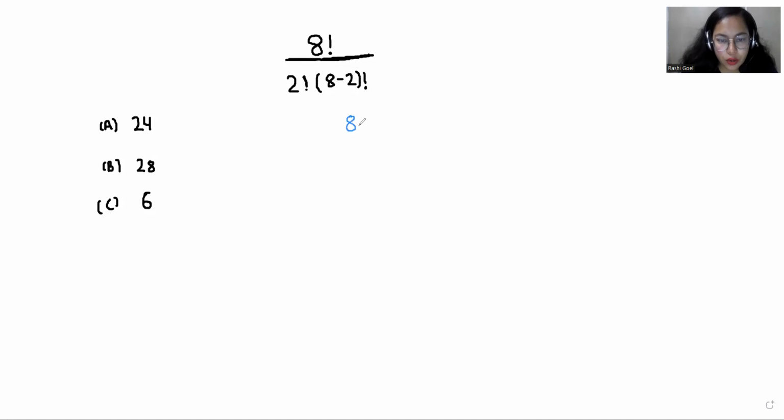So 8 factorial, we can write it as 8 multiplied by 7 multiplied by 6 factorial, right? And 2 factorial, and if we solve the bracket we get 8 minus 2 is 6 factorial. So we can eliminate the 6 factorial with 6 factorial, and what we get is 8 times 7 over 2 factorial, that is 2 times 1. If I eliminate this 2 with 8, I get 4 times 7. So 4 times 7 is 28.